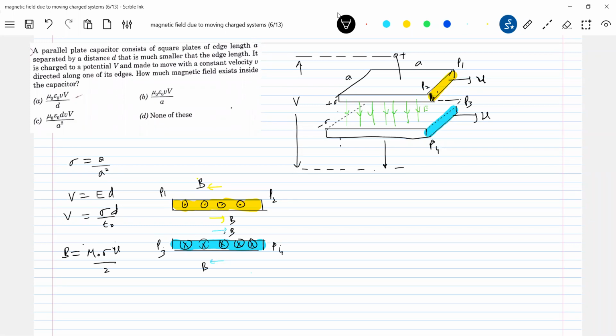The magnitude is that one. So the resultant field, how much should it be? B net should be equal to 2B. So this is the field due to an individual plate, mu naught sigma u by 2, which gives B net equal to mu naught sigma u.